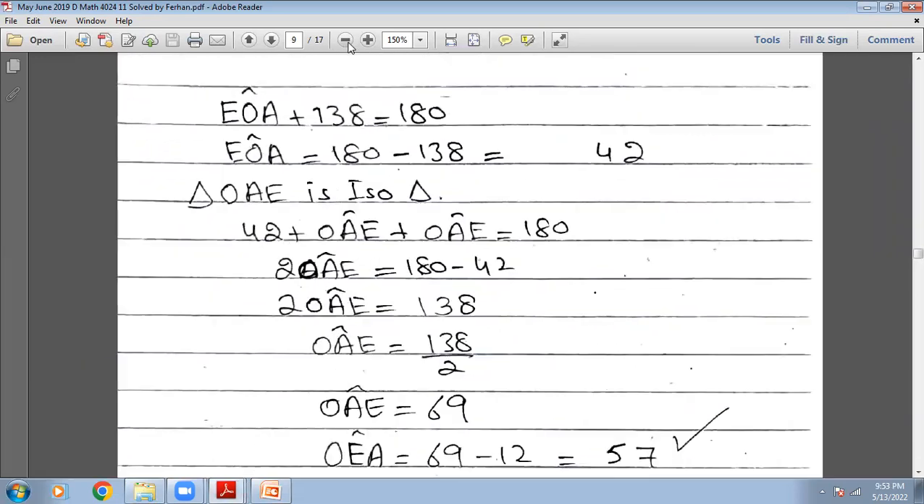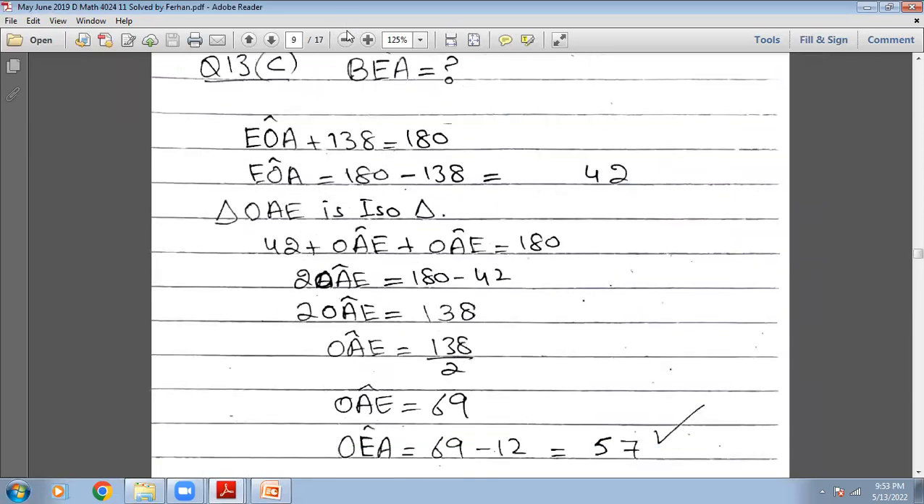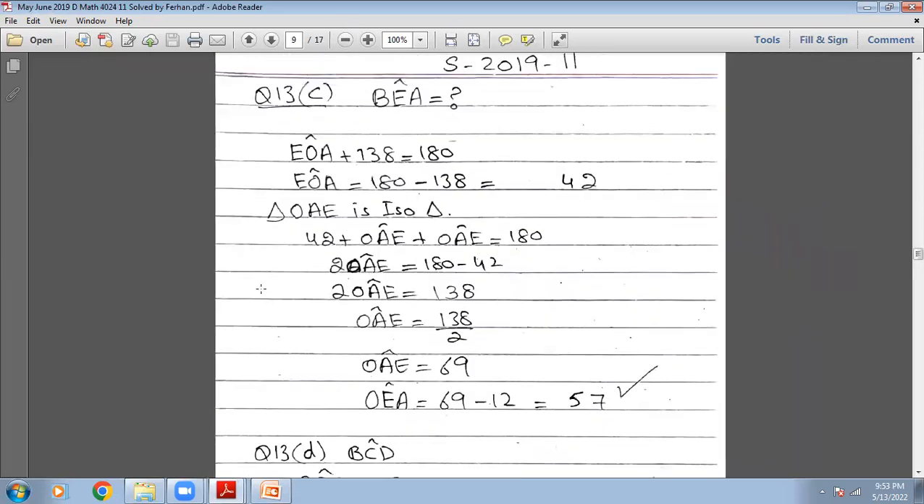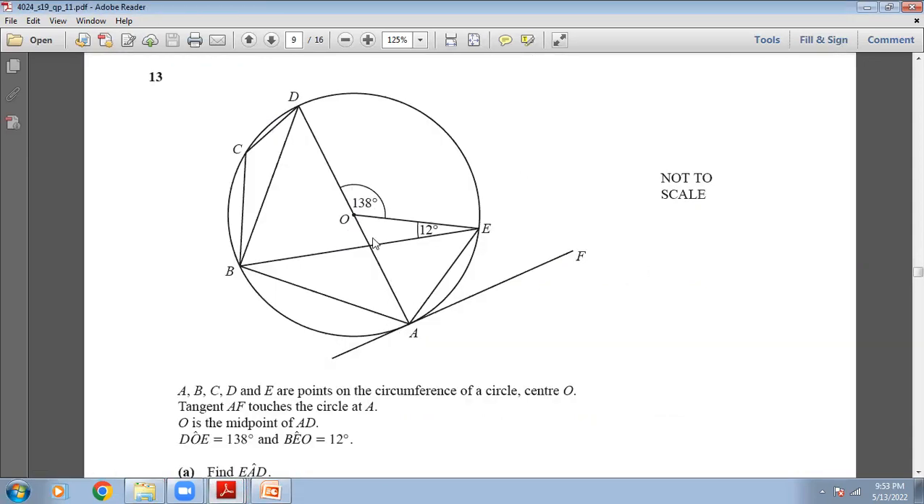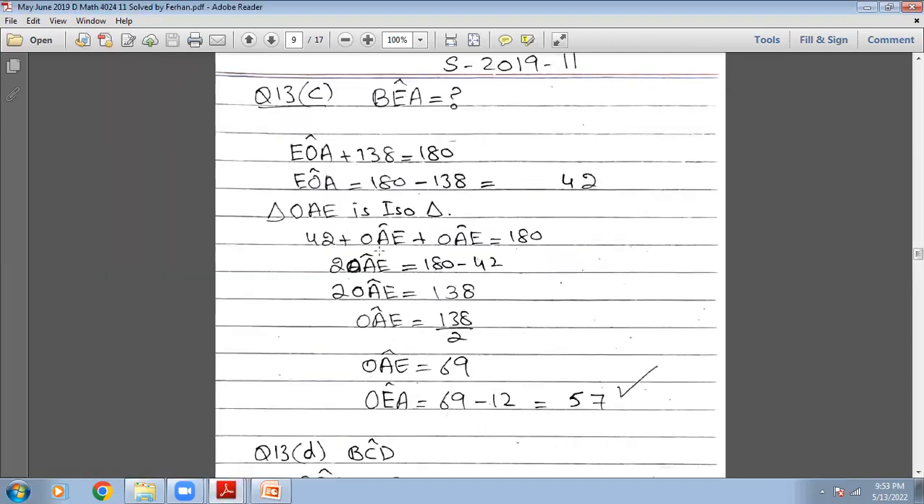I did it with a very long process because I tried to find out the OAE again. But remember, this OAE is already found. It is 69. This angle is how much? 69, because AOE is an isosceles triangle. So if this whole angle is 69, this is 12. So how much is this? This is 69 minus 12. I used a very long strategy to come to that, but you can do it from here. So it will be 57.